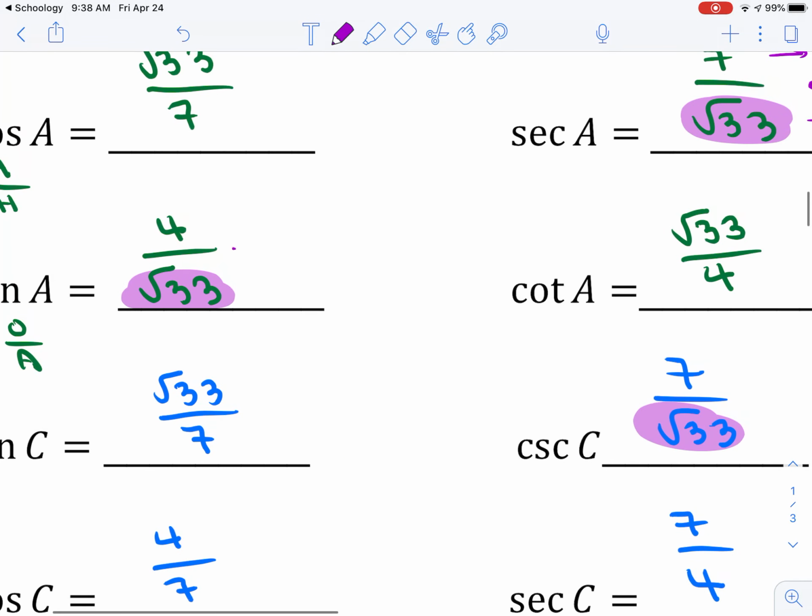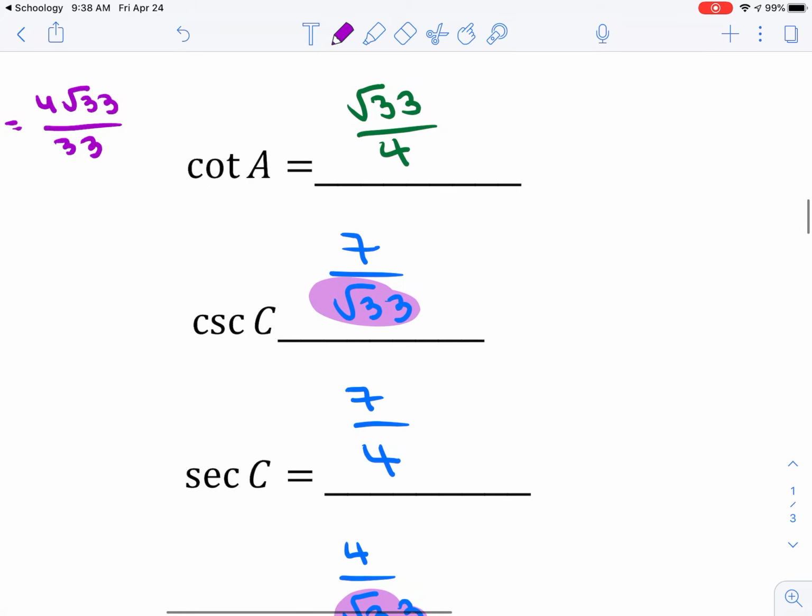Same thing with this question here. You would just multiply by root 33 over root 33. So you would get 4 root 33 all over 33. And then for this one right here, same thing, just multiply by root 33, and then you would get 7 root 33 all over 33.